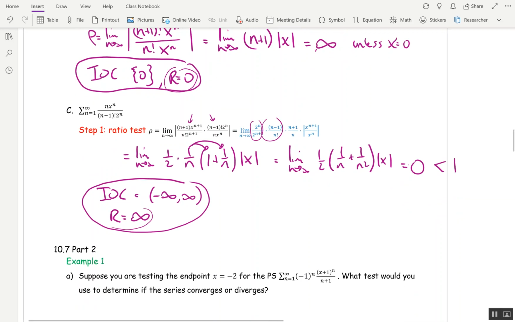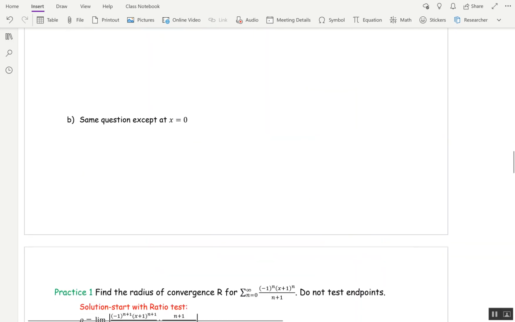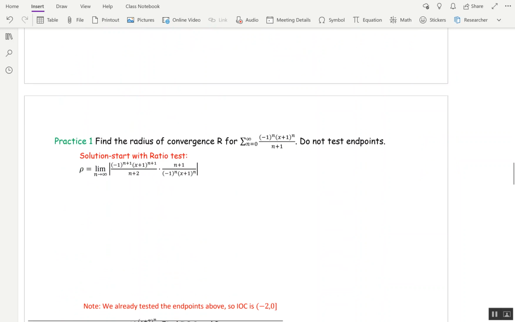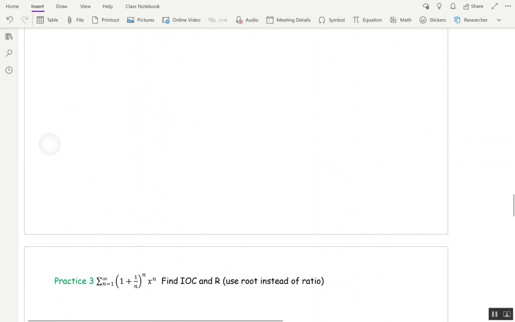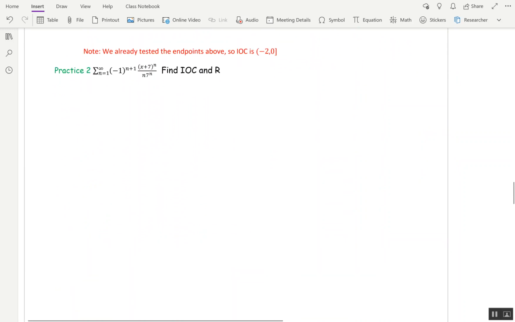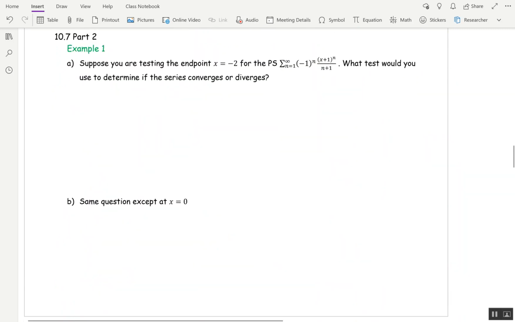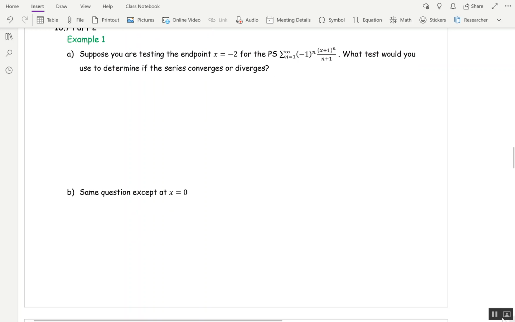Okay, so I'm going to end this video now and then pick up and do the second half. I suggest before you watch the second half, you actually try and do these problems. So this practice 1 is a power series that's not centered at 0, so that'll be good practice. And then I've got practice 2 and I think a practice 3. So when we come back, I'll do practice 1 and practice 2 with you and example 1. And then practice 3, I put the solutions at the end of the lecture notes. All right.